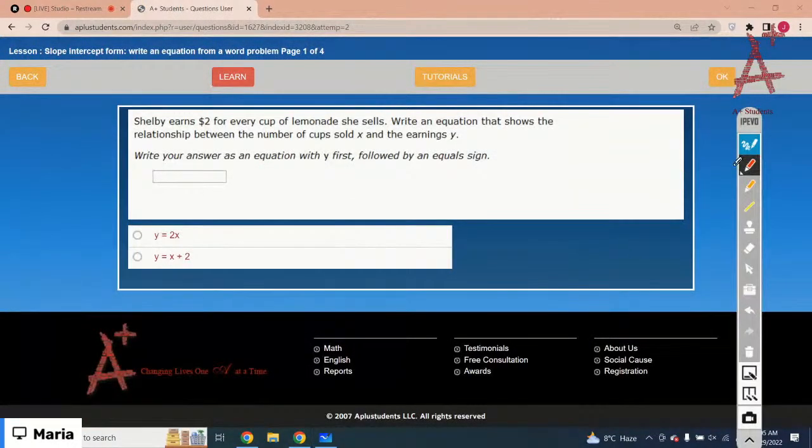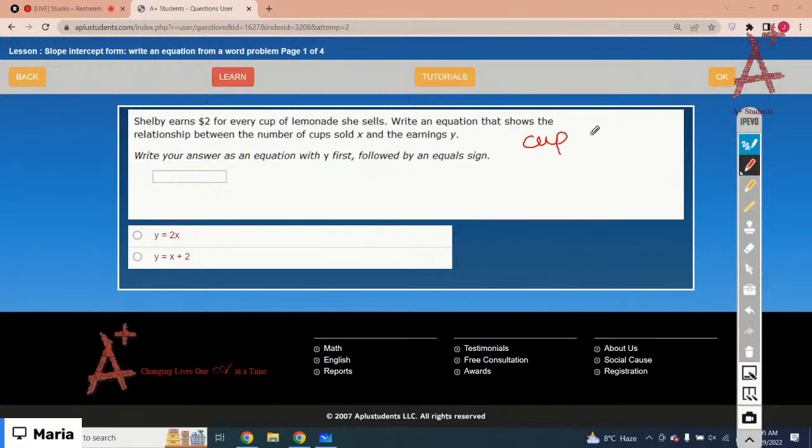Okay, let me read the question, just listen to me carefully. Shelby earns $2 for every cup of lemonade she sells. Write an equation that shows the relationship between the number of cups sold x and the earnings y. So we have to write down the equation. So she earned $2 for every cup. Got it?